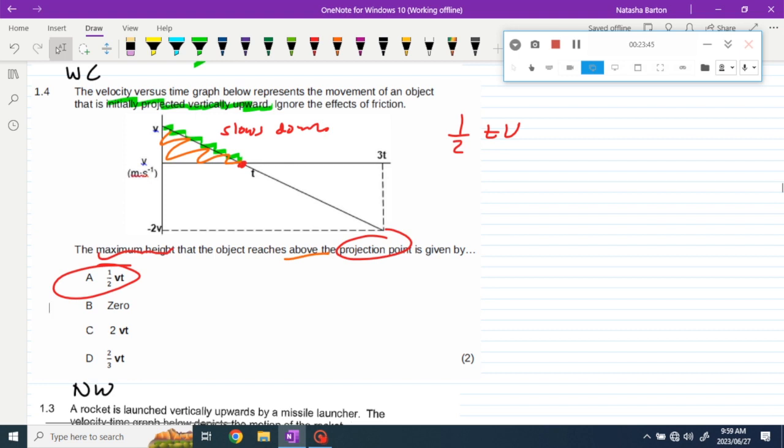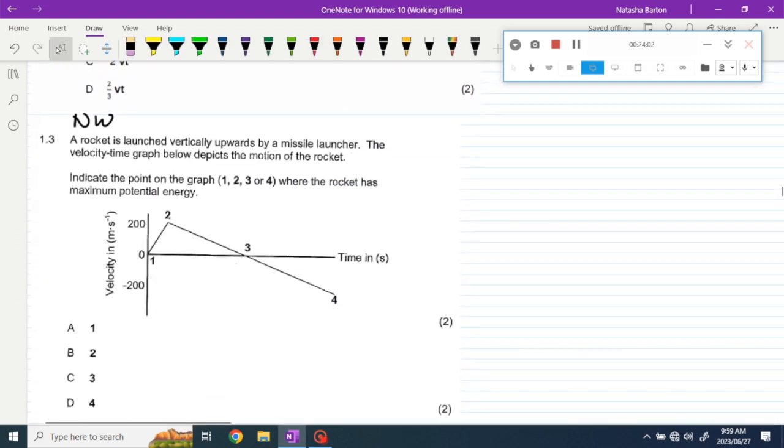Okay, if you would like to know the maximum height above the ground, the 0 point, then you're going to calculate this area. Yes, you can also use an equation of motion. Yes, you can. You get the same answer. Yes, you are done too.